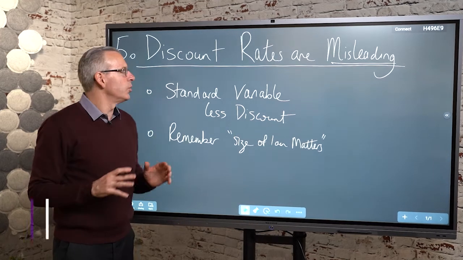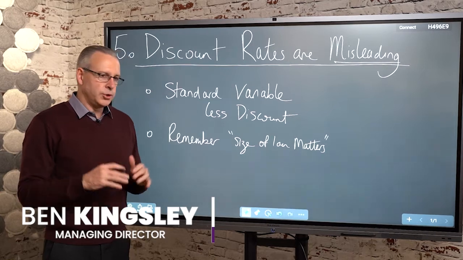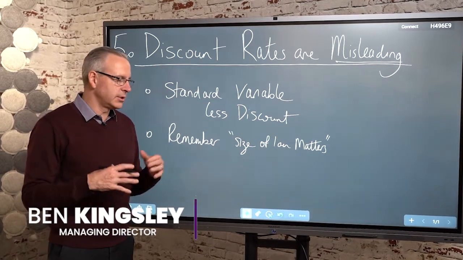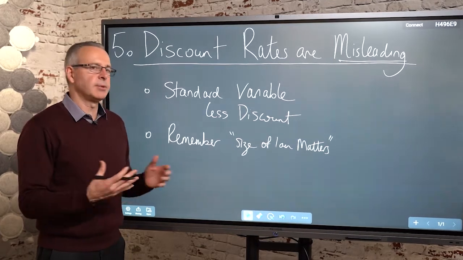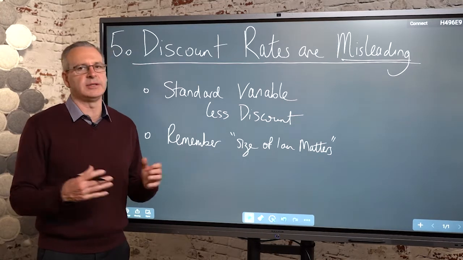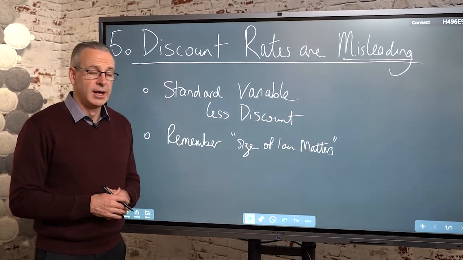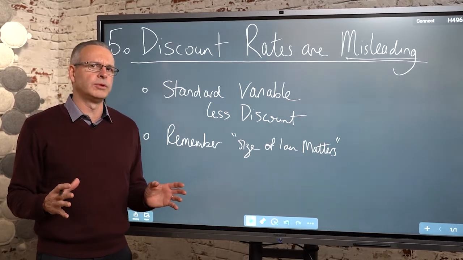Lesson number 5 is all about discount rates and how they are misleading. You can go to a dinner party or sit at a pub and talk about interest rates, or go to a barbecue, and someone might be talking about how they got a 2.95 or a 3% discount off their standard variable rate. And other people at that barbecue are going to go, whoa, that is a lot more than what I got.